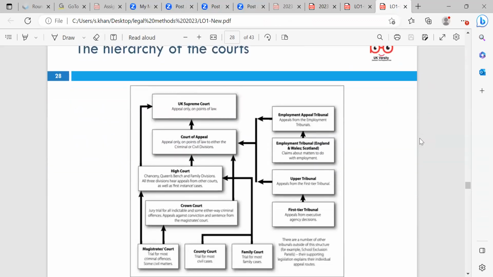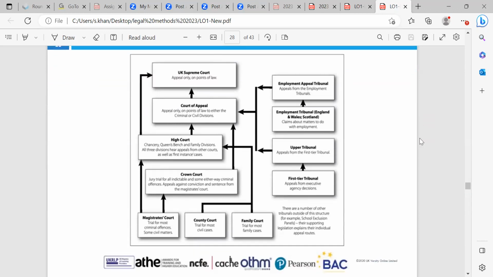Now we've got the hierarchical structure of the courts and the importance of the hierarchical structure in regards to the UK courts. Okay, so we'll start at the bottom, it's better. It shows you how it goes. There are also a number of tribunals outside the structure of the courts, for example, school exclusion panels.